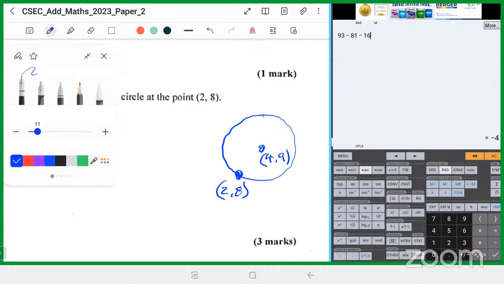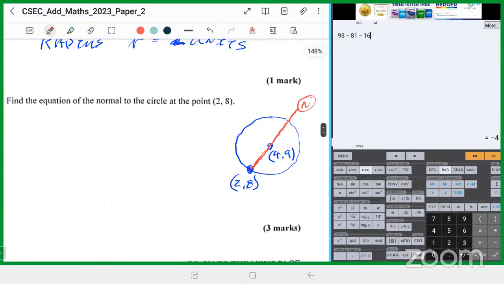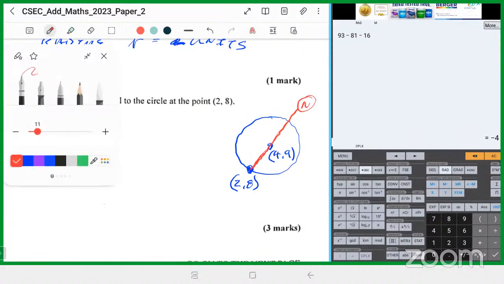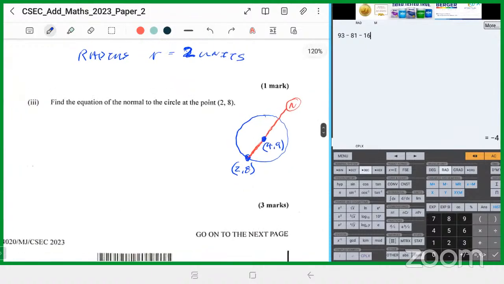And this is our normal. So we're trying to find this normal from here through the center, that line. That's our normal. We're going to just call it n for now. So to find the equation of that normal, we need to know two things about it. We need to know the gradient and a point when we have 2 points that we can use. What we need to find first is the gradient of the normal.